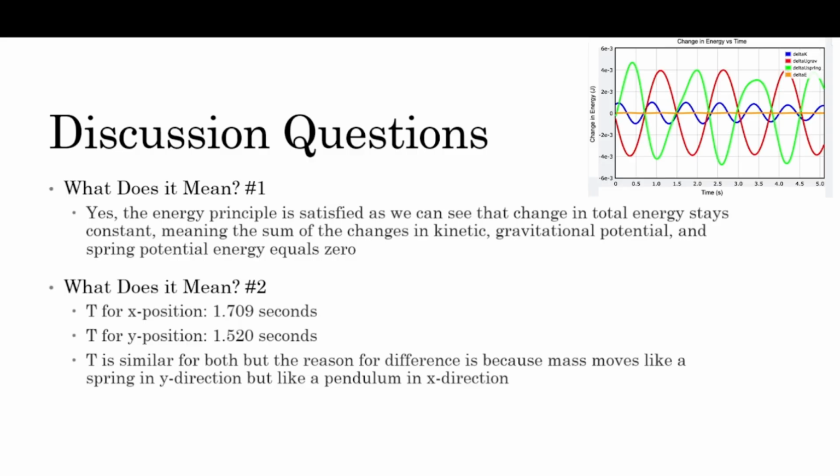And then, what does it mean again? T for the x position is 1.7 seconds, and T for y is 1.5 seconds. T is similar for both, but the reason for the discrepancy is because the mass moves like a spring in the y direction, but like a pendulum in the x direction.